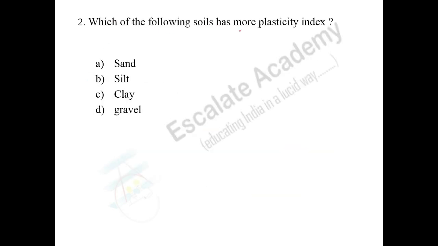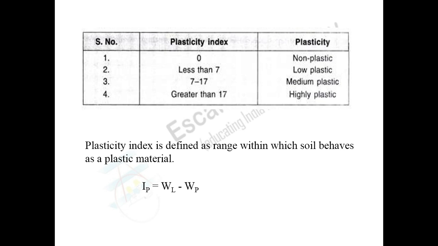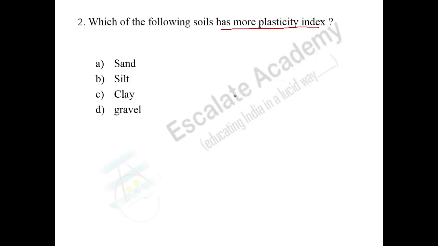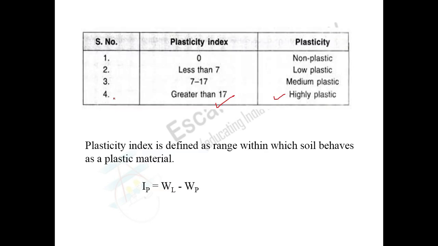Which of the following soils has more plasticity index? We can see from this slide that highly plastic means greater than 17. So greater than 17 means the soil having more plasticity will have a higher plasticity index. Here the soil which will have the highest plasticity index will be clay. Clay is the soil which has the highest plasticity, and hence plasticity index will be maximum for clay. Let's move to the next question.